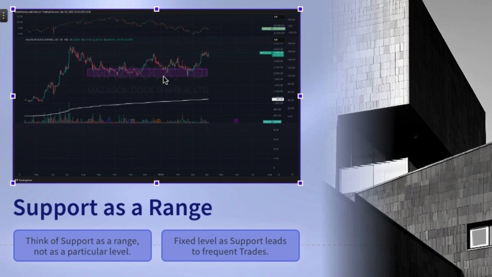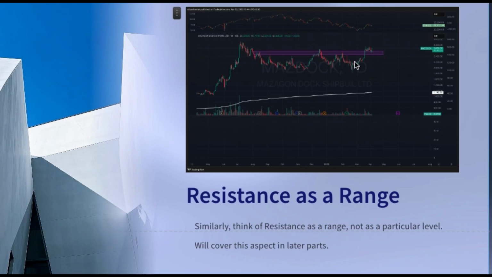Now, when I discuss positional trading or extremely long-term trading, how you have to determine support and resistance in those particular methods, I'll show you in detail. But for swing trading, in case you're a swing trader or you want to learn this method, get into a habit of identifying support and resistance as a range and not as a particular single level. The same concept applies to resistance. In this particular chart, this range becomes the resistance.